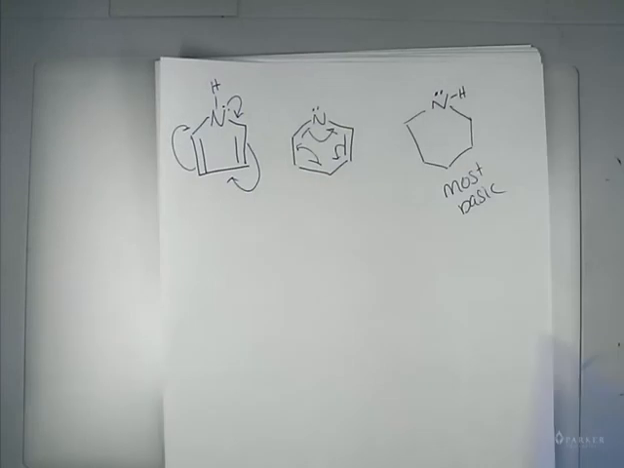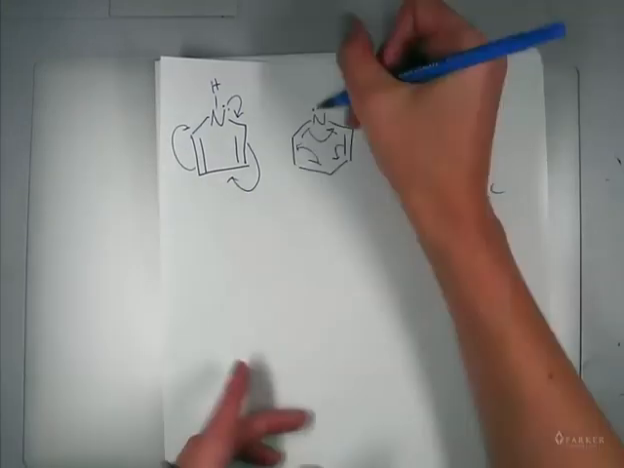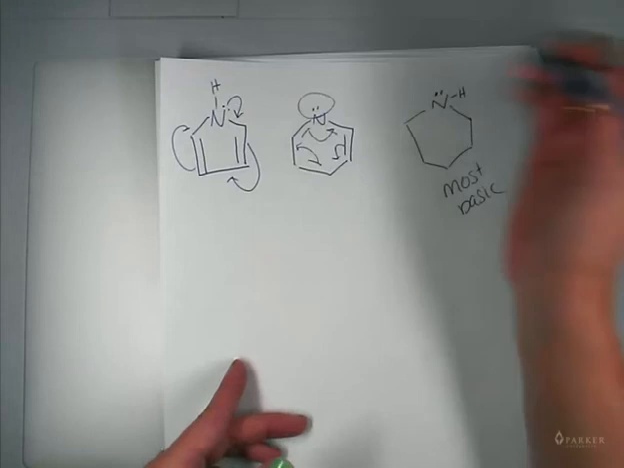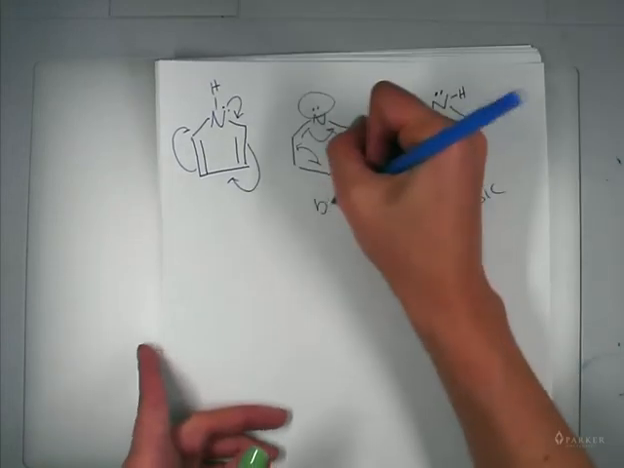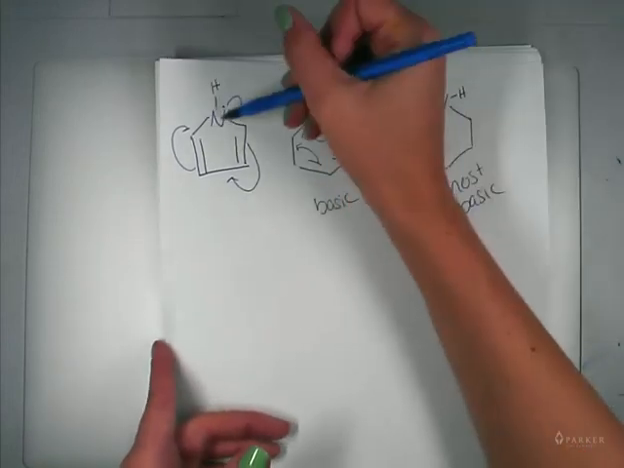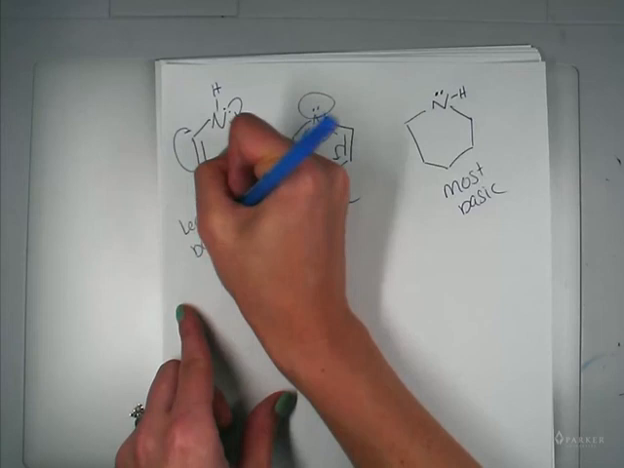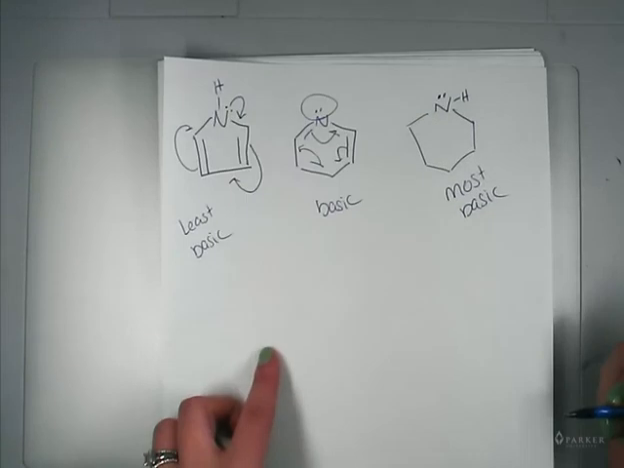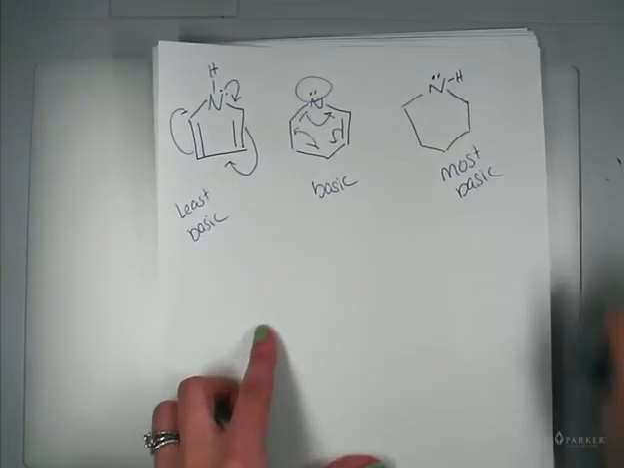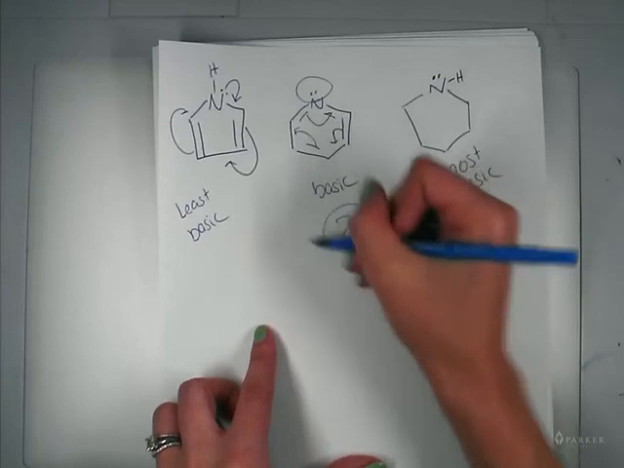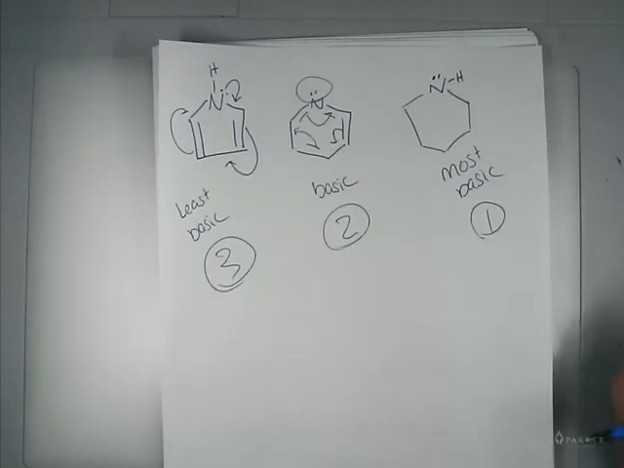So remember, a lone pair grabs a hydrogen. This one, you don't need to use it. So it's a little bit more basic. So I'm just going to put basic. This one has to be used. So I'm just going to call it least basic if we want. So this one's the most, the middle, the least.